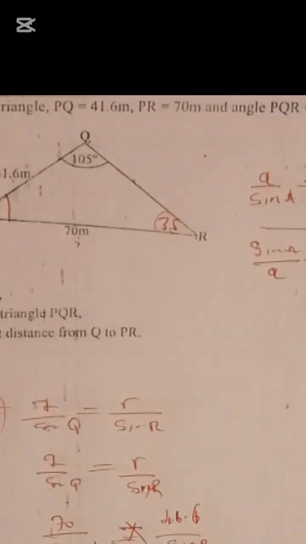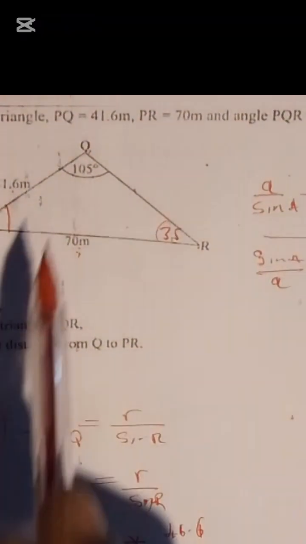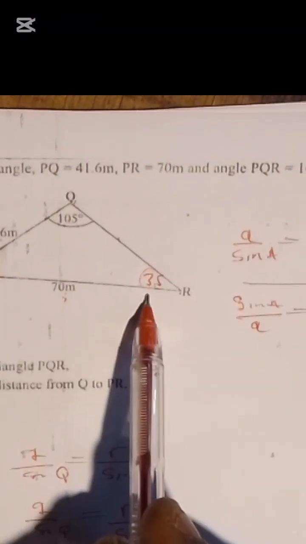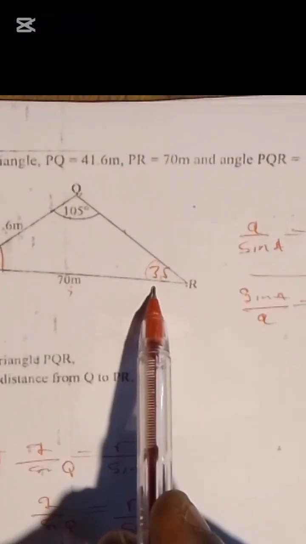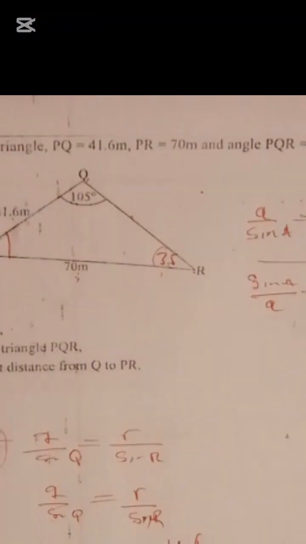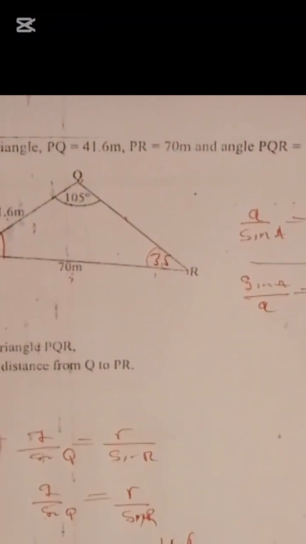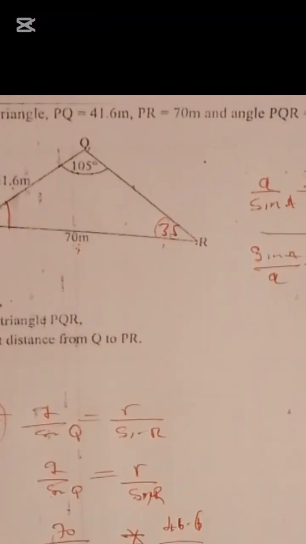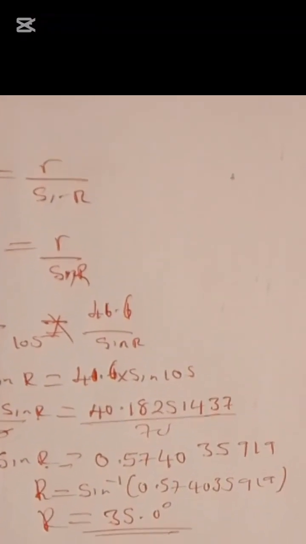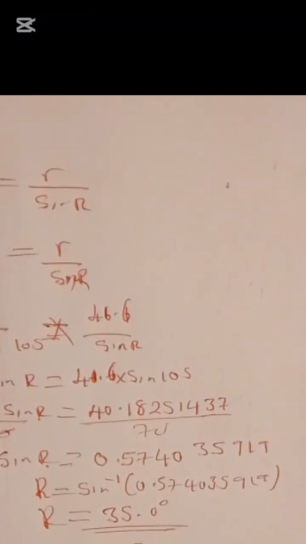So as we know that a triangle adds up to 180, we just add 105 plus 35. It gives us 140. Then 180 minus 140. So therefore, angle QPR will be equal to 40 degrees. So that is how you work out this problem.